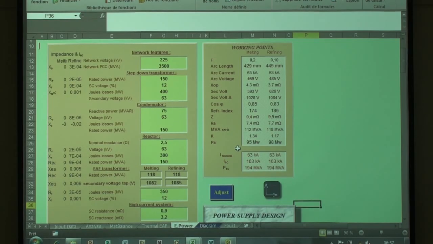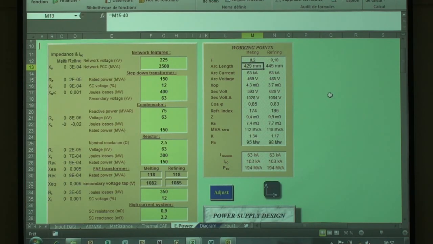So you have the main electrical features on this part, which will be used for melting and for refining. So the important part is the stability, reactance index, active power, and current, of course. Then I calculate the arc length as well.